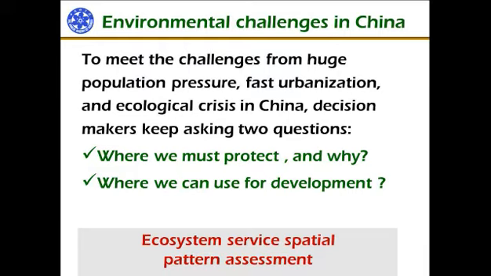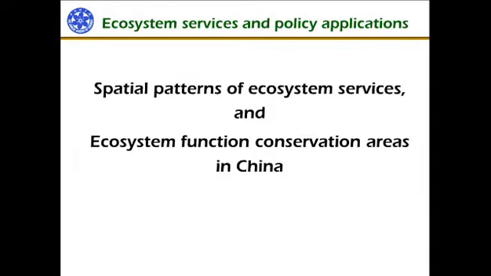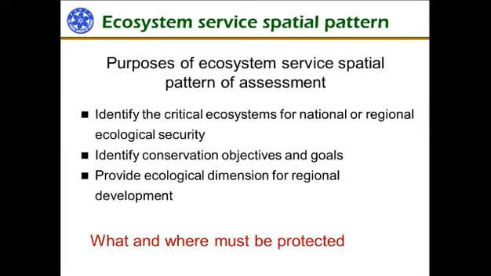To meet this challenge from the huge population pressure, faster urbanization, and ecological crisis in China, decision makers keep asking two questions: where must we protect, and where can we use land for urbanization, industrialization and food. So we need the spatial pattern of ecosystem services and ecosystem function in China. The purpose of the ecosystem service spatial pattern assessment is to identify the critical ecosystems for national or regional ecological security, identify the conservation objectives and goals, and provide ecological guidance for regional development: where must we protect.